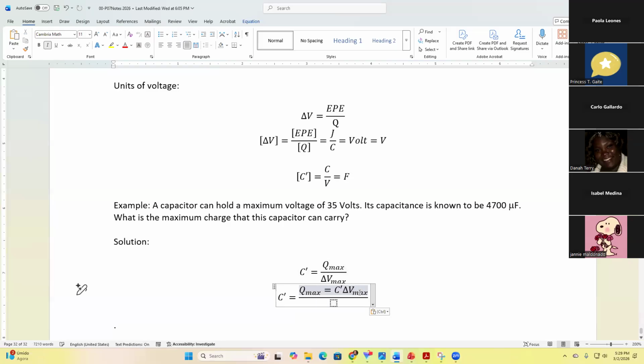Do you see that the charge is directly proportional to the voltage? All you have to do is substitute the numerical values and calculate. Let me see, did I do it right? Capacitance. No, I did it right.